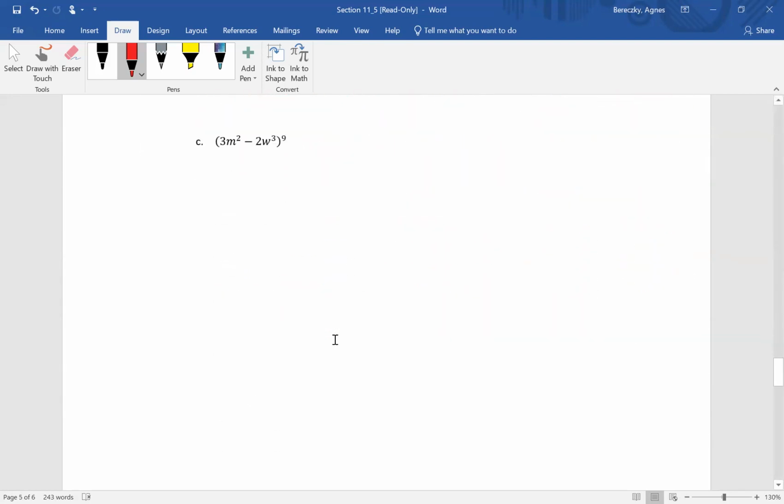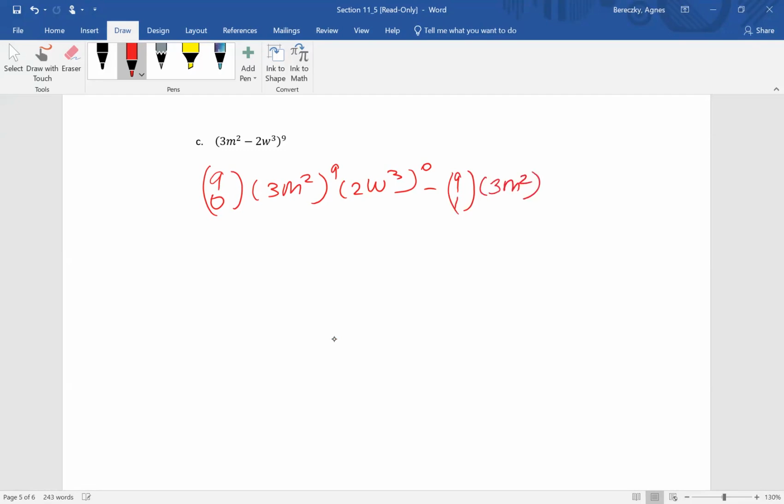And lastly, 9 over 0, 3m squared to the 9, 2w cubed to the 0, minus 9 over 1, 3m squared to the 8, 2w cubed to the first, and then plus 9 over 2, 3m squared to the 7, 2w cubed to the second. Again, you can use your calculator.